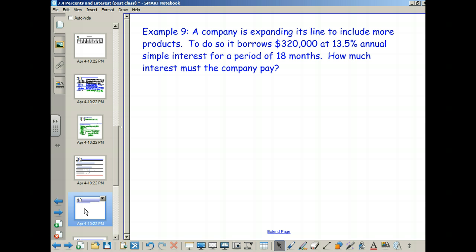Okay, so this is something where they're probably borrowing it from someone who's investing in their company. And so you invest in my company, Jennifer, and then in 18 months, I'm going to give you your money back with 13.5% more. Okay, so this would be a simple interest situation. And it says it's simple interest, right? Simple interest. And it asks you how much interest must the company pay. So the simple interest formulas are on the line before. And one of the simple interest formulas, it doesn't matter which one you use, looks like this.